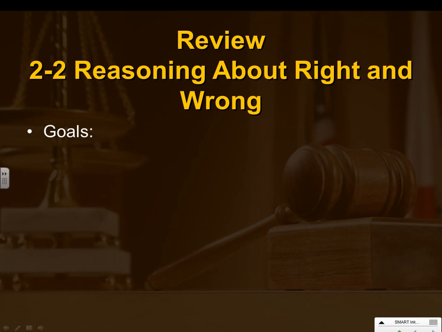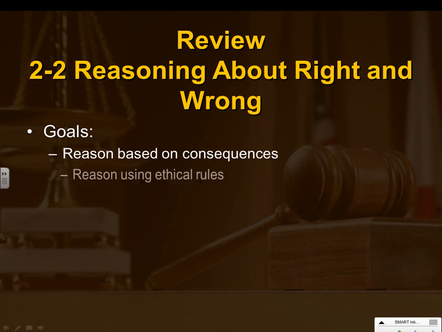With consequence-based reasoning, rightness or wrongness is based only on the results of the action. An act that produces good consequences is good. An act that produces bad consequences is bad. With reasoning based on ethical rules, acts are either right or wrong. Consequence-based reasoning recognizes that lying usually produces bad consequences. Rule-based ethics say that lying is always wrong.